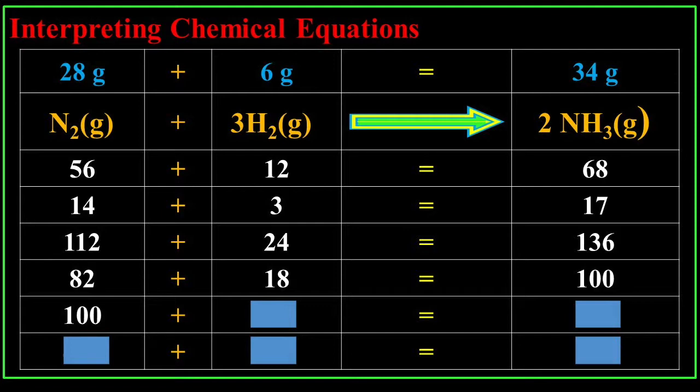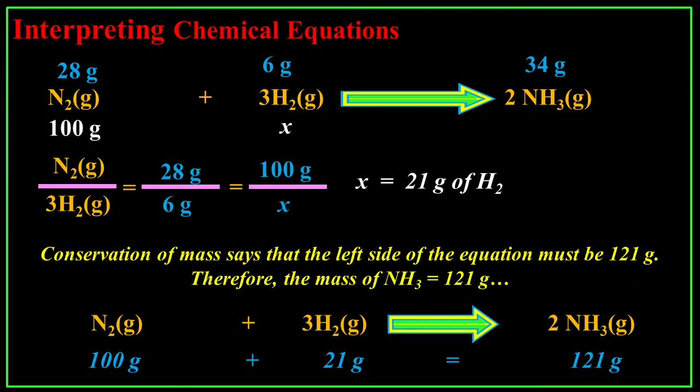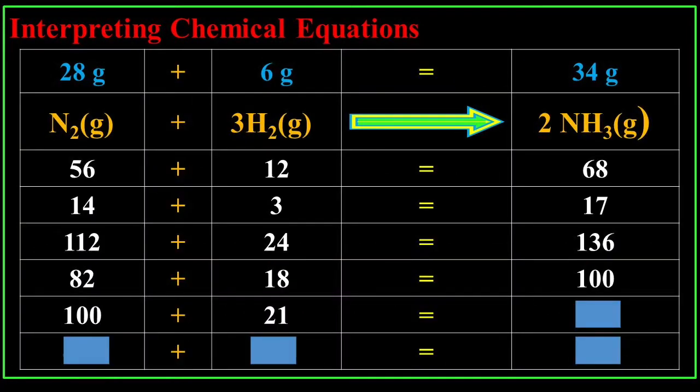Now, what happens if I start with 100 grams of nitrogen? Now, how much hydrogen will I need and how much ammonia will I produce? Okay, here's the deal. So it's 28 over 6 because it's nitrogen over hydrogen. I'm going to look for the hydrogen first. I have 100 grams of nitrogen, so it's 28 over 6 equals 100 over X. X equals 21. If I add 100 and 21 together, I get 121. So the answer is 21 grams for hydrogen and 121 grams for ammonia. So I get the 21 there, and then I'm going to have the 121 for that.